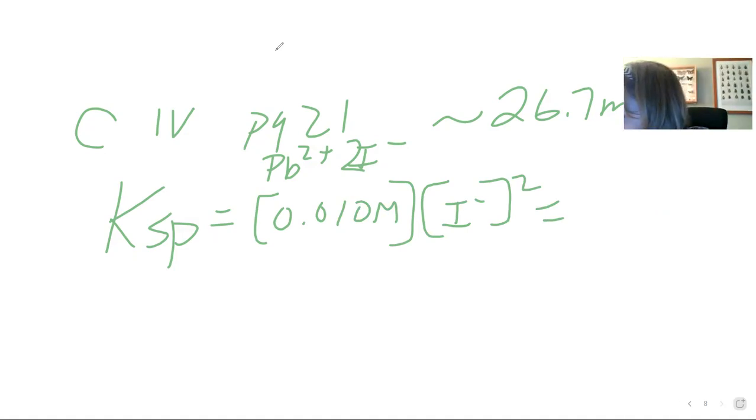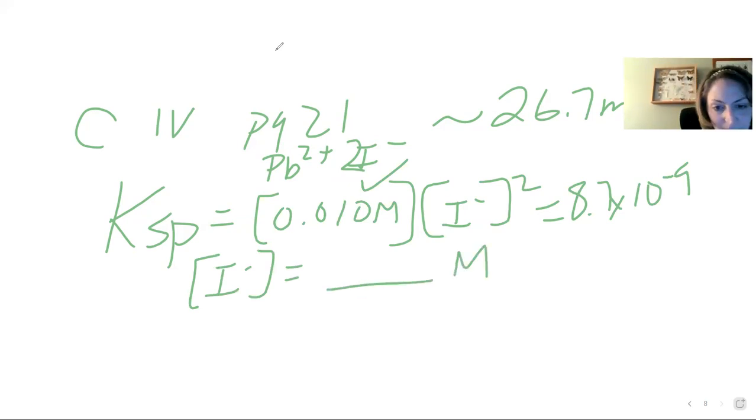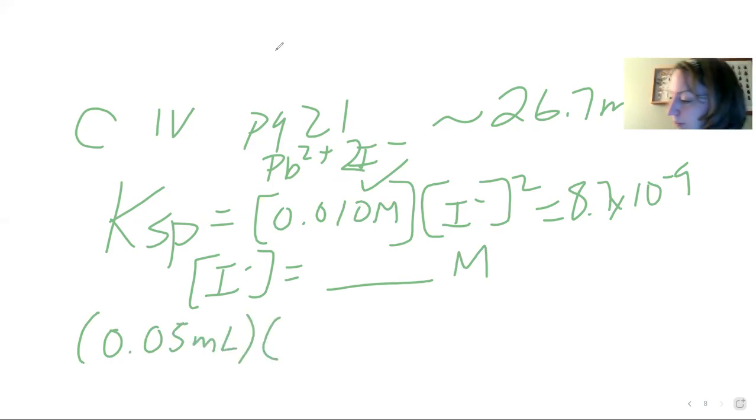KSP was given, I forget what it is, 8.7 times 10 to the -9th. So this was set in stone, and you're solving for the I minus. So you could solve for that, and that was pretty easy to do. Then it was just a matter of saying, if you take that one drop, and the one drop in the problem was described as being 0.05 milliliters, and the potassium iodide that was added was 0.5 molar.